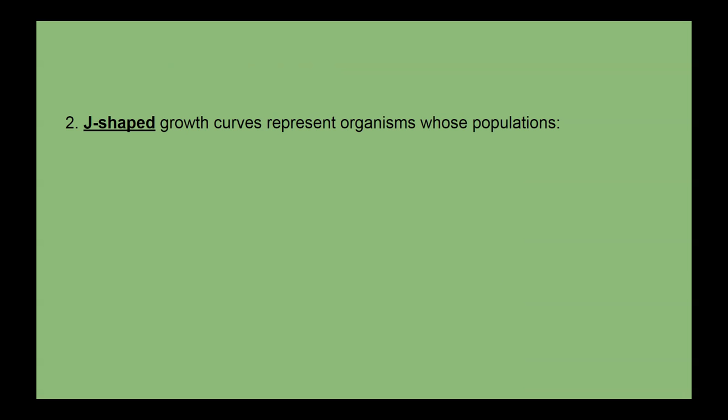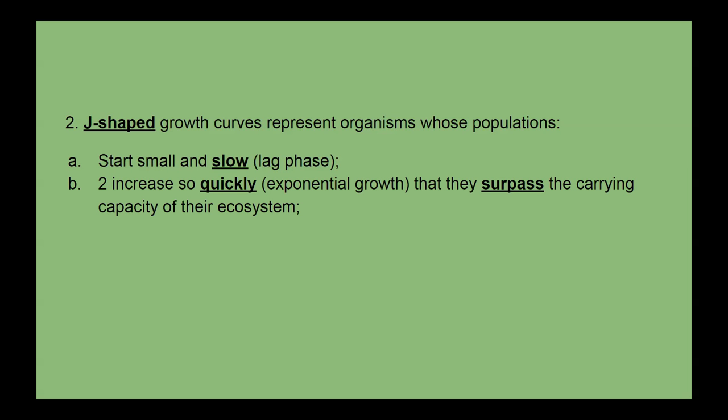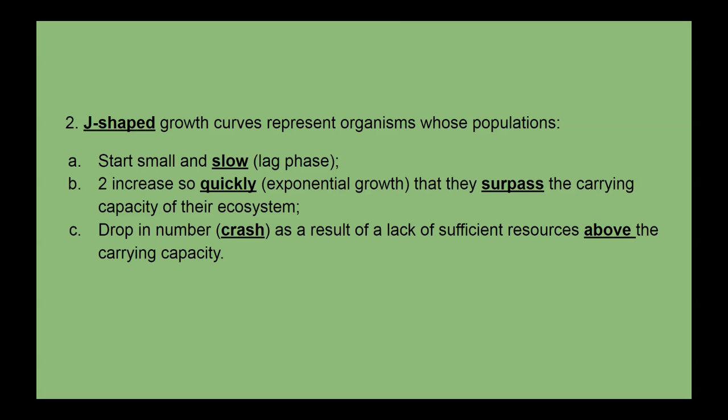We have another one. It's called a J-shaped growth curve. This is for organisms whose populations are going to start very small. They're going to lag for a while, and then it's going to increase really, really quickly to the point where they are going to surpass the carrying capacity of their ecosystem. Yes, this can happen. You can absolutely surpass the carrying capacity, but once you surpass it, there's a massive crash. Remember, a habitat can only sustain so many individuals. If there are more individuals there than the habitat can support, you're going to have a massive crash in your numbers. The population is going to die off very quickly.